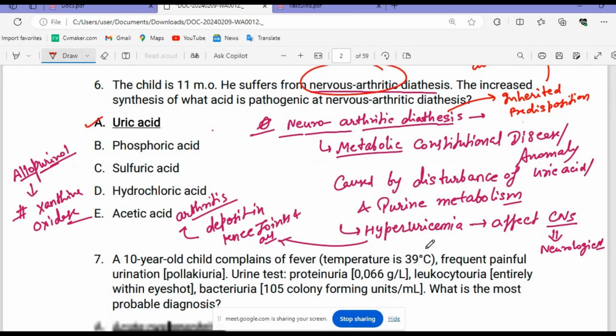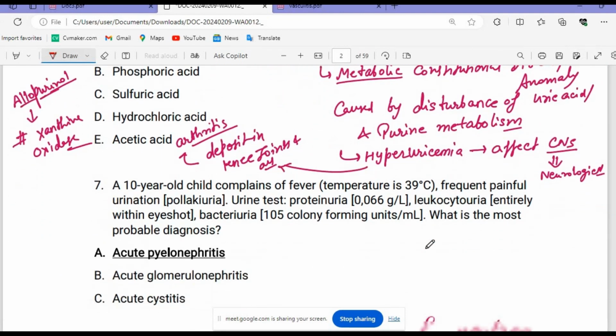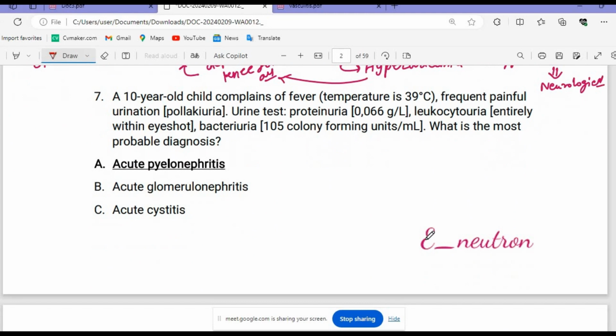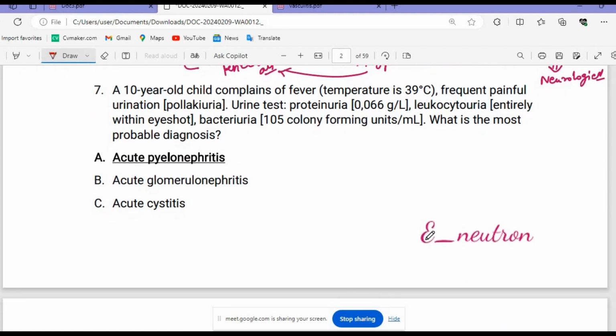There is some more diathesis, but we will cover it according to the questions, like lymphocytic diathesis, because that is just something you need to understand, nothing more, nothing less. Then we have question number 7.